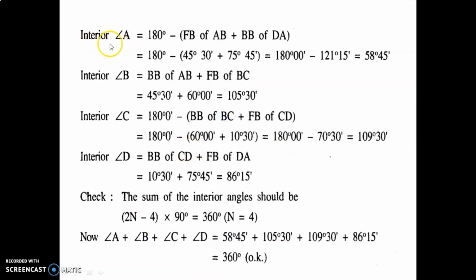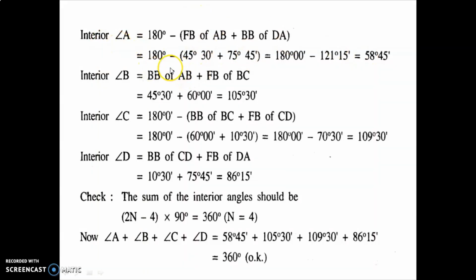Angle A is equal to 180 minus the fore bearing of AB plus the back bearing of DA. Now you can see in the previous example, we deducted fore bearing from back bearing or back bearing from fore bearing, based on the figure. Whenever you do the calculation, you have to always remember your figure. So to calculate angle A, we have to remember our figure.